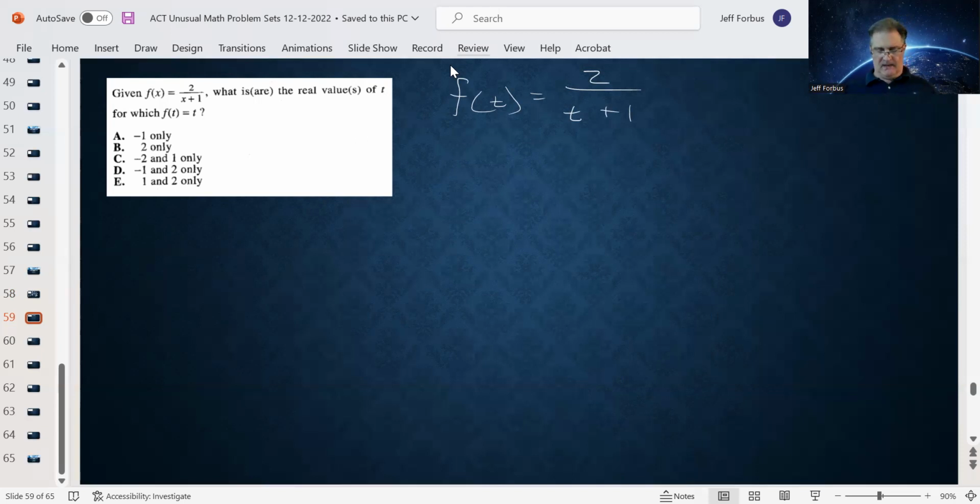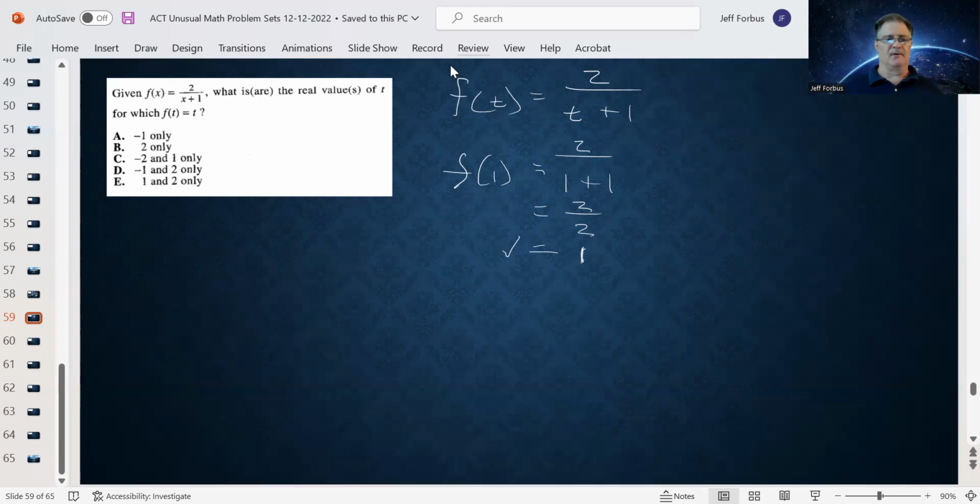Okay. Now, look at your answer choices. Let's start with 1. That's the easiest. Let's start with the number 1 and test it. So we can say f of 1 is equal to 2 divided by 1 plus 1. So that's 2 divided by 2, and that's equal to 1. Now notice, our result 1 is the same as t. So that works.